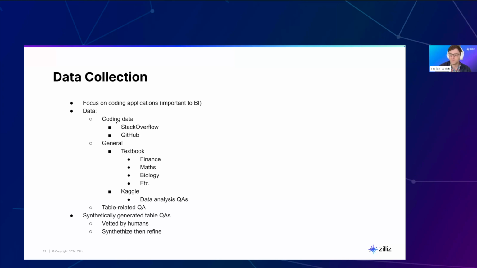And so, as I mentioned, they get massive amounts of coding data from Stack Overflow and GitHub. They then have some general textbook data from finance, maths, biology, etc. For another part of the pipeline, they have some supervised data from Kaggle. Then there are some smaller open source question answering data sets on tables. They put in all of those. And they also have a lot of synthetically generated question answer entries, which are vetted by human evaluators, and then used to continually refine this set of synthetically generated question answer pairs.